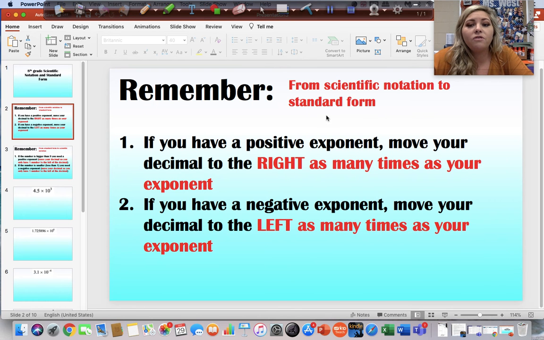So when we are moving from scientific notation to standard form, here are the rules. If you have a positive exponent, you move your decimal to the right as many times as your exponent says. If you have a negative exponent, you move your decimal to the left as many times as your exponent says.